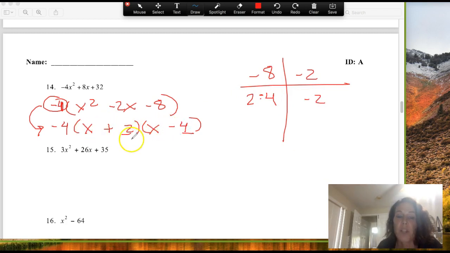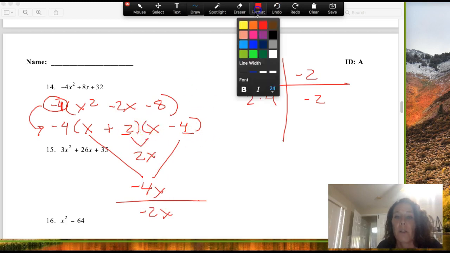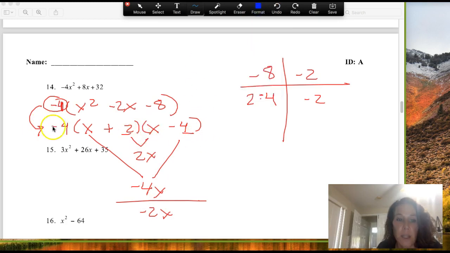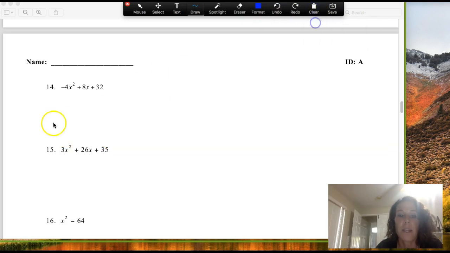And then go ahead and check your inner terms. This gives me 2x. My outer terms gives me -4x. And I want to make sure they add together to give me my middle term, which is -2x, and they do. Now my final solution is the -4 times x plus 2 times x minus 4. So many times students forget this when they factor it out. Don't forget that part. Okay, on to the next one.